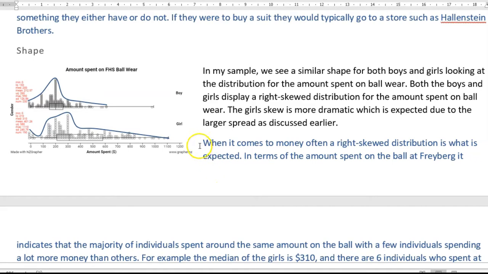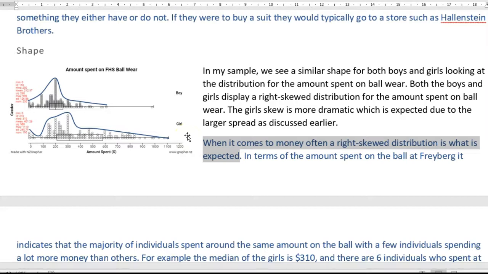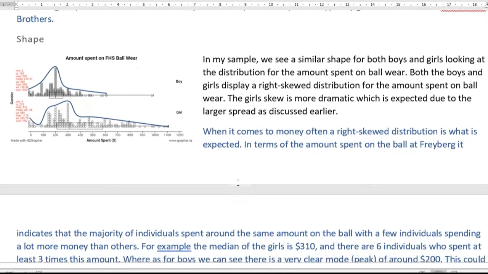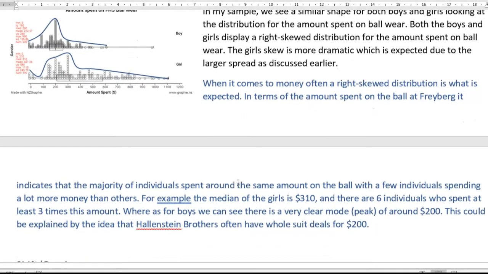As I say here, when it comes to money, it often is a right skewed distribution. For instance, if you think about how much people earn in the world, most people would earn a similar amount, especially in New Zealand, but then there's a few people that earn a whole lot more than the rest, giving it that right skewed shape. And same with lots of other things in money as well, such as the amount spent on things, as we can see in this graph here. So we expect a right skewed distribution.